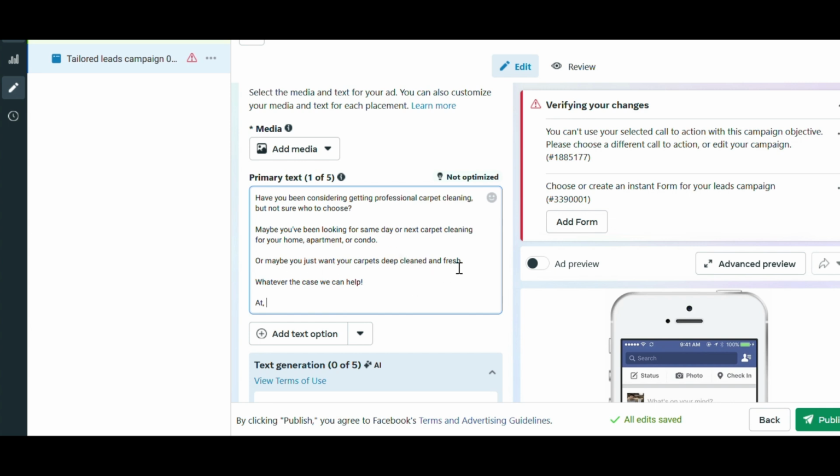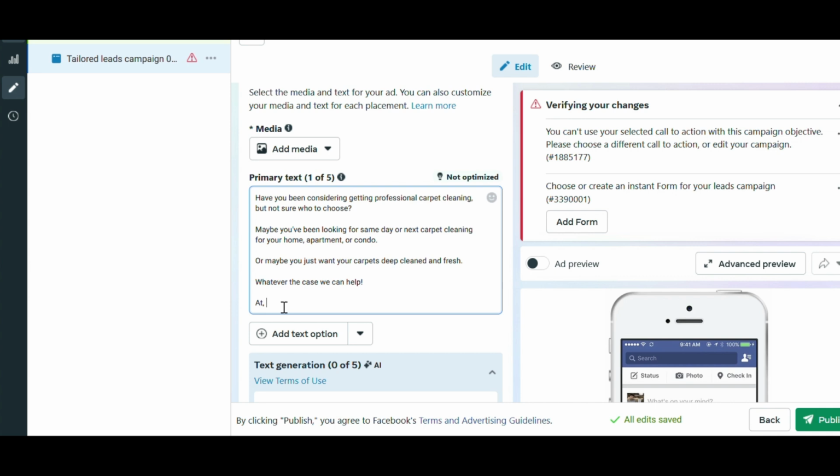you just want your carpets cleaned and fresh. So essentially, we're taking away the aspect in this sentence where the person is not super urgent, they just want to get it done. Where in here, we're expressing the urgency. Maybe you were looking for same day or next day carpet cleaning. And in this one, we're saying, well, maybe you just want to get your carpets clean. So we don't want to put too much pressure on them, but we want to put some type of pressure so that when they do fill out the form, they know that we are looking to speak with them now about carpet cleaning, right? So we'll just go with that whole thing.